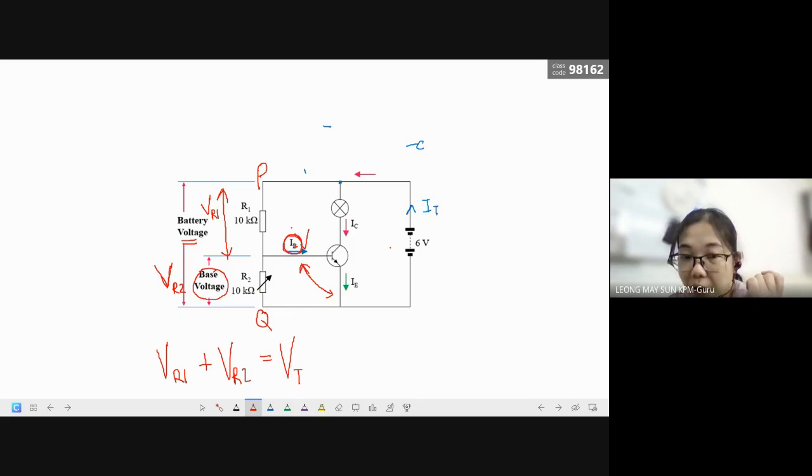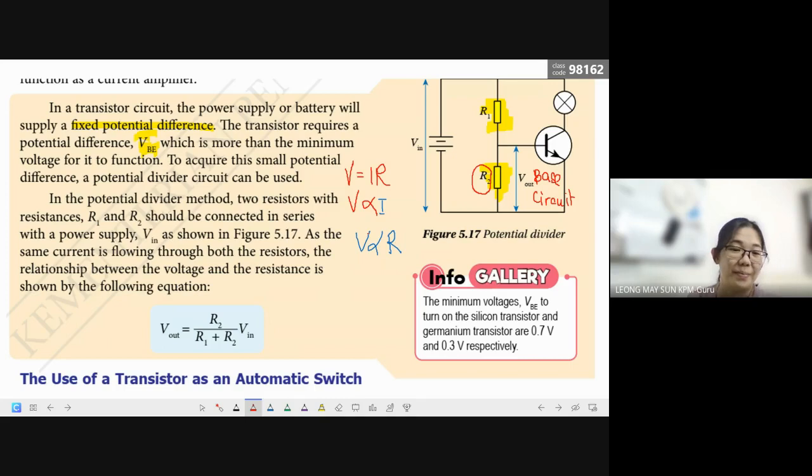Okay, if you remember, if base current is sufficient, it will allow collector current to pass through. And when that happens, the transistor will switch on. So that is my explanation. Let's see what's the textbook explanation.